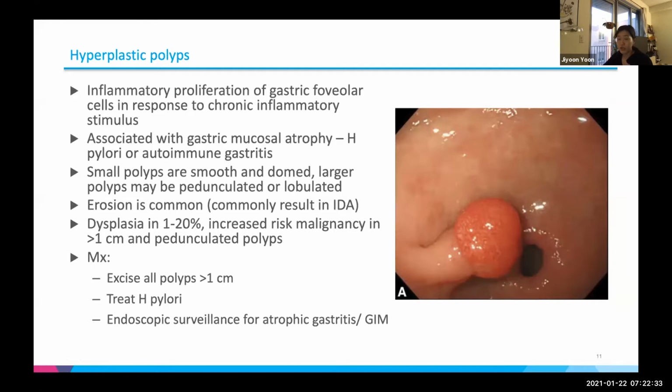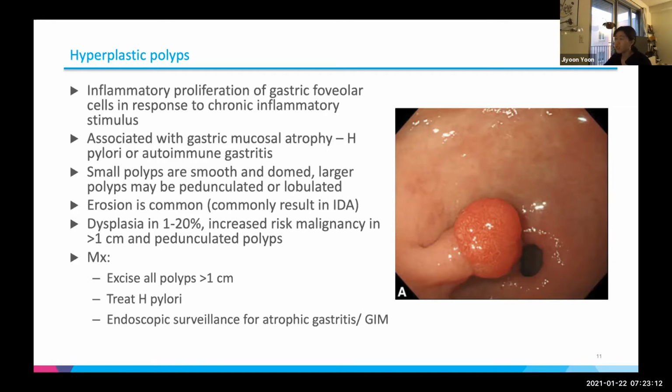I'm just going to talk about two other of the most common polyp types, just to distinguish them. These are hyperplastic polyps, and that's an inflammatory reaction, proliferation of gastric foveolar cells in response to a chronic inflammatory stimulus, associated with gastric mucosal atrophy, such as H. pylori or autoimmune gastritis. They're described as smooth and domed polyps. Sometimes the larger polyps can be pedunculated or lobulated. And erosion of polyps is very common, and they commonly result in chronic blood loss and iron deficiency anemia.